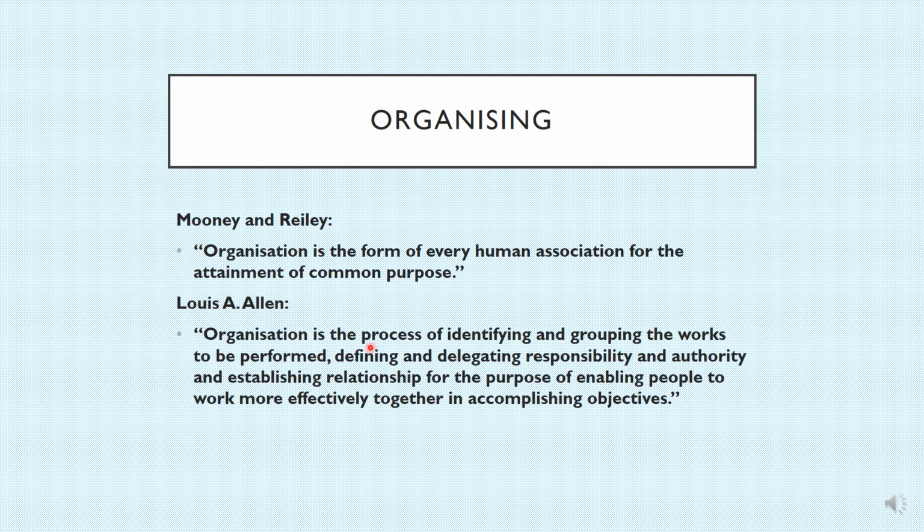According to Allen, organization is the process of identifying and grouping the works to be performed, defining and delegating responsibility and authority, and establishing relationship for the purpose of enabling people to work more effectively together in accomplishing objectives. So Allen actually emphasized the responsibility and authority relationship, on delegation, which are the key parts of organizing, and establishing relationship for the purpose of effective working. So everything in management is about accomplishing objectives, but how and which process you adopt is important. So in organizing, it is the delegation and responsibility authority relationship which Allen is emphasizing.